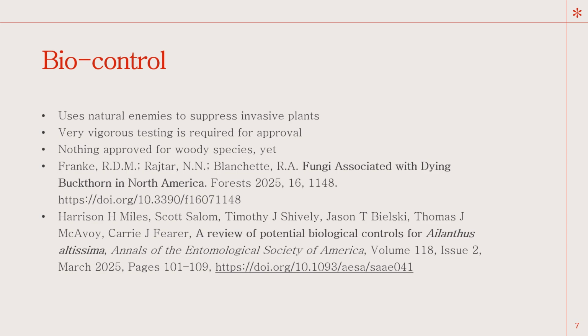The University of Minnesota is researching biocontrol for buckthorn using fungi. They're still in the process of doing this. It's actively going on now. They're in the very first stages of research. And also there is research for biocontrol for tree of heaven, which serves as a host plant for the spotted lanternfly. That one's a little bit further along in the research and shows some good promise.